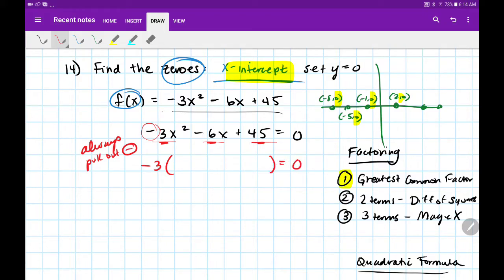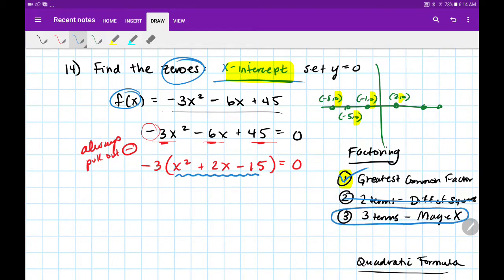Anytime you pull out a negative, all your signs should flip. So negative 3 on the outside will leave us with x squared, and then plus 2x, and then minus 15. And you can check that. For example, negative 3 times negative 15, negative times a negative, leaves us with a positive value. All right, so now that we have checked off GCF, we have to work with magic X. We'll give it a shot anyway.